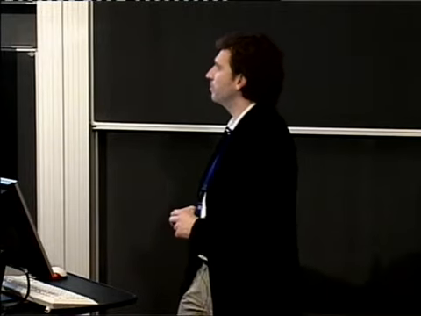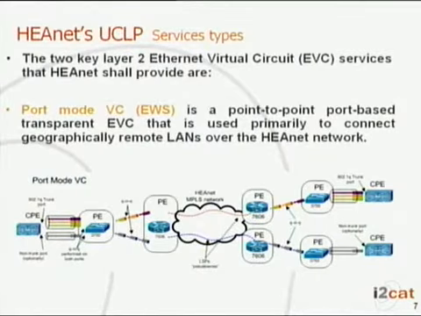It was called before the Ethernet wire service. So basically, it's a point-to-point port-based transparent service that AgentNet is using primarily to connect geographically remote LANs over their network. So that's one of the scenarios that we had to demonstrate on the use case validation.